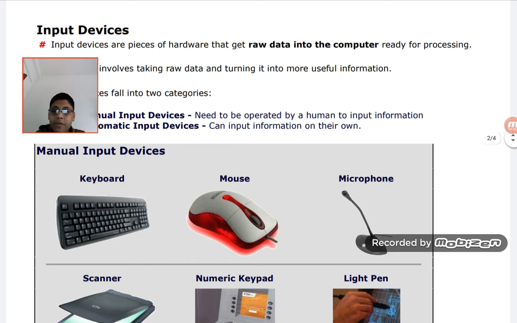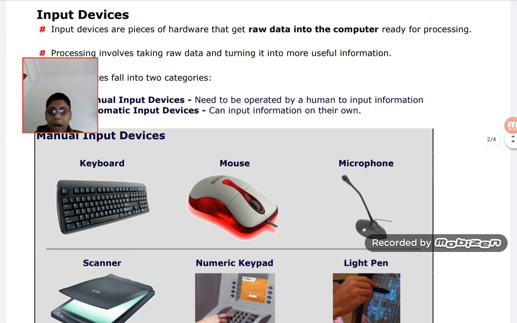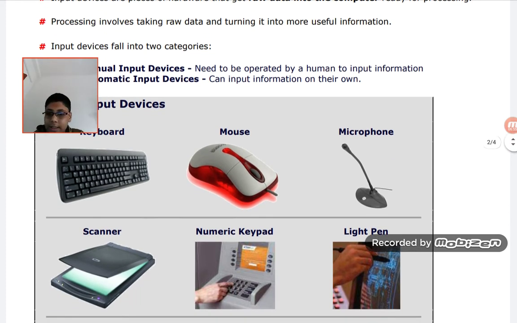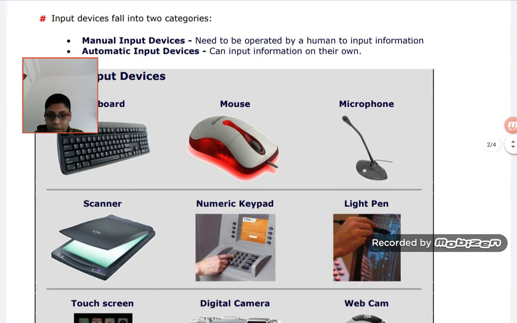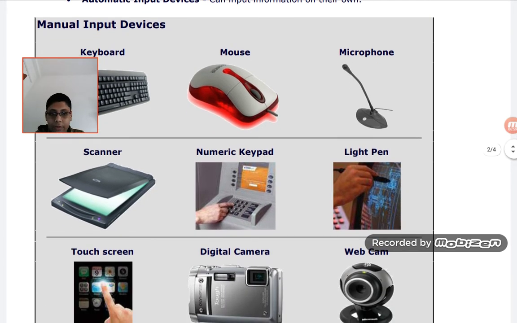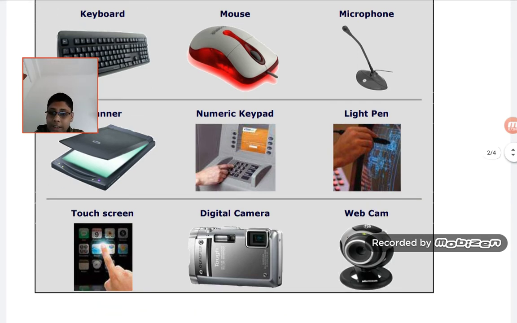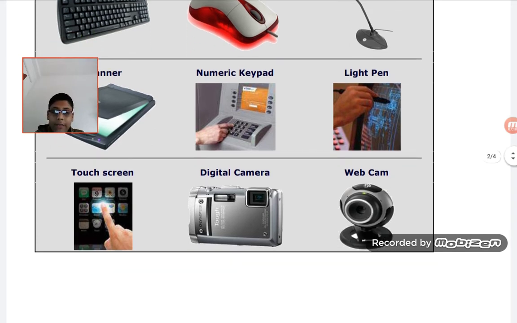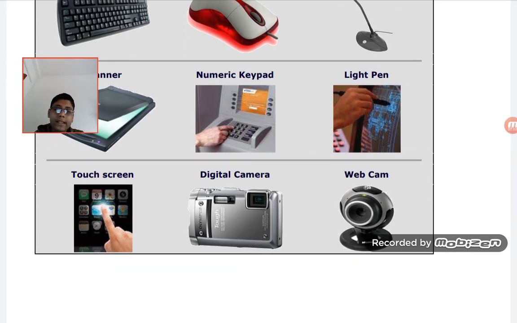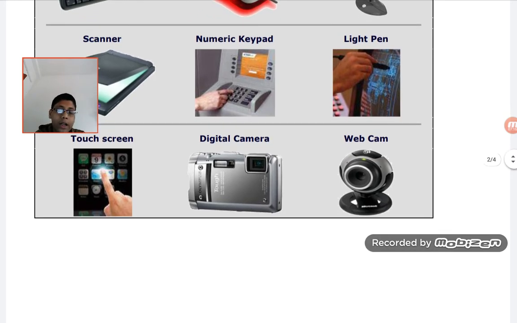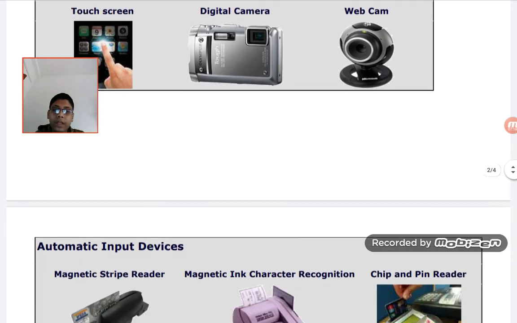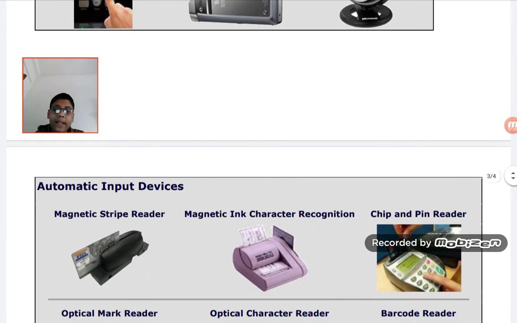Some manual input devices are keyboard, mouse, microphone, scanner, numeric keyboard that is used in the ATMs, light pen for any scientific calculations, or in the smart board, touch screen that we use in our mobiles, also in tabs, etc. Digital camera for taking photos, and webcam, that is the CCTV camera where you can see and record videos of a place.